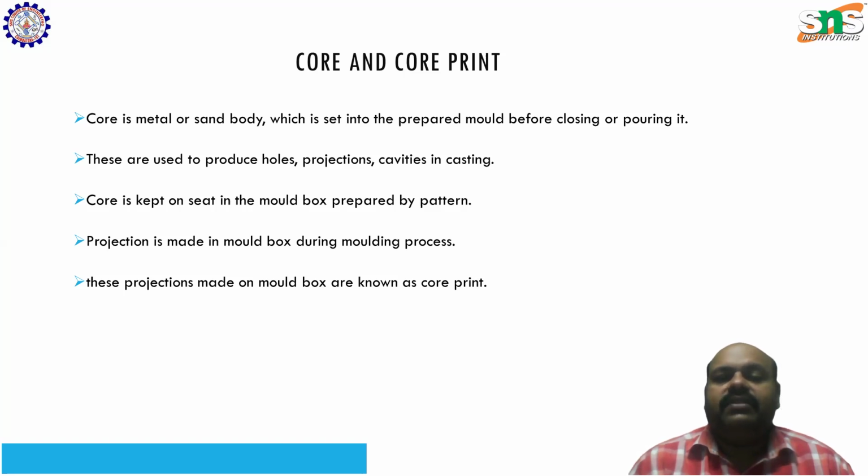And core is kept on the seat in the molding box prepared by the pattern. Projection is made in the mold box during the molding process. These projections made on the mold box are known as core print. So we should first understand the difference between core and core print. Core is nothing but it's like a pattern again. This pattern is going to be prepared to get the cavity of the core, right? The projections made on the mold box, we call it as core print.